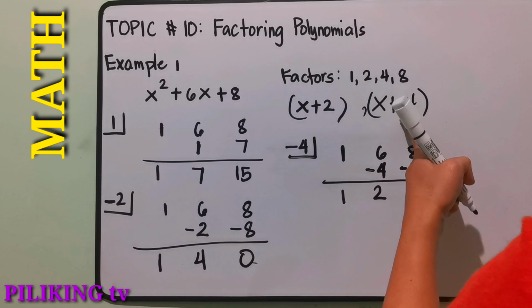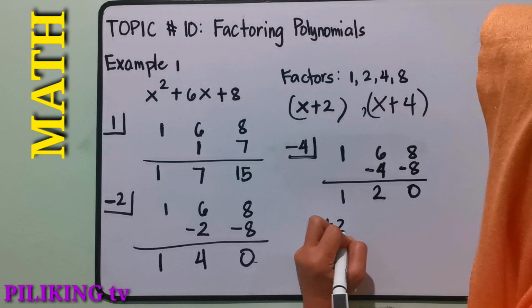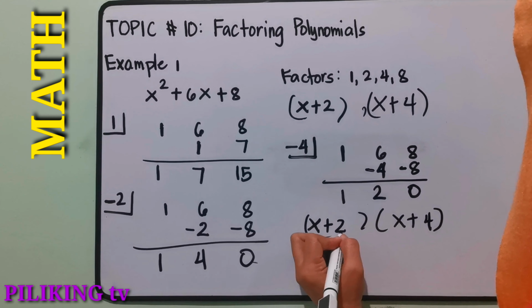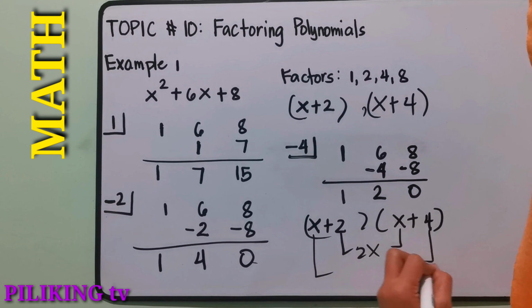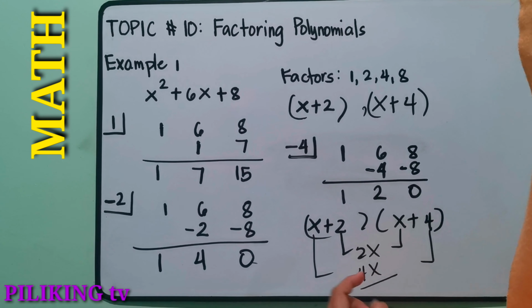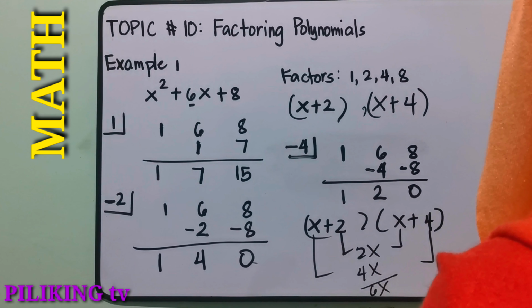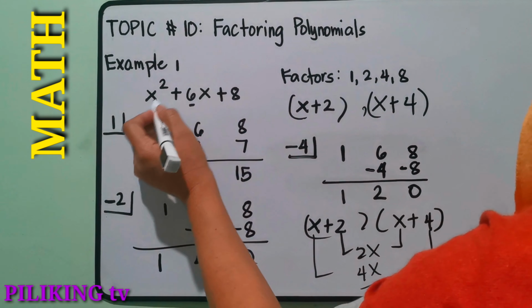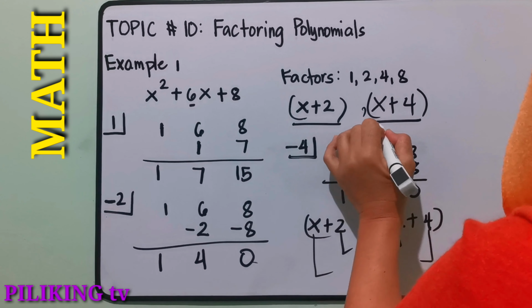Okay? So if you want to check, you can multiply x plus 2 times the quantity of x plus 4. So you multiply 2 to x, that is 2x. X times 4, that is 4x. So when you add 2 plus 4, that is 6, then bring down x. So that is the middle term of the given. So it means the answer is correct. So again, the factors of x squared plus 6x plus 8 are x plus 2 and x plus 4.